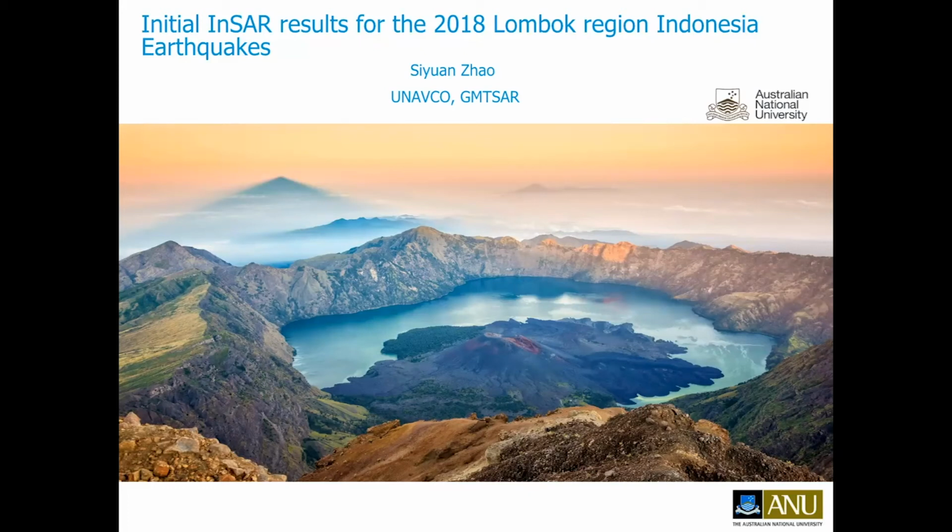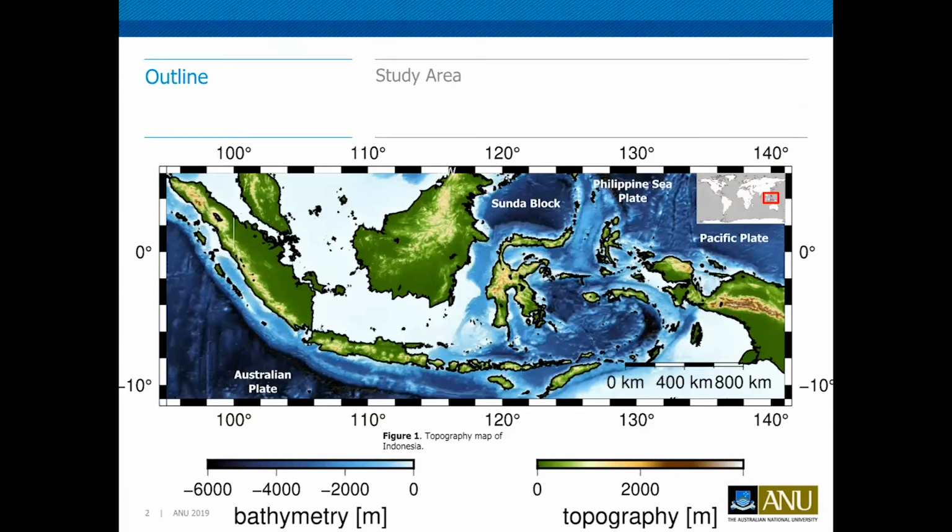Lombok is definitely a tourist destination, and it's also a diving resort. So if you love diving or surfing, you must have heard of this place. Next page, please. I've been to Bali. I enjoyed that.